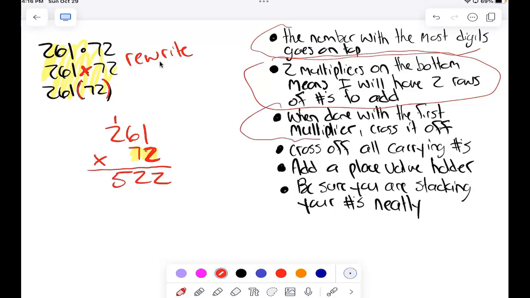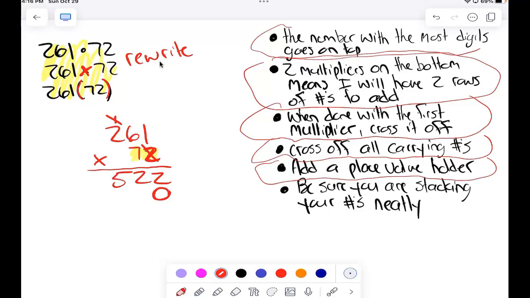Our next bullet point says, when done with the first multiplier, cross it off. So I'm going to go ahead and cross off the 2 so I no longer have to use it. And my next bullet point says, cross off all of the carrying numbers. So I just had one carrying number there. The next bullet point says add a place value holder. So I'm going to add a place value holder right underneath the 2 so that I know I don't have to put a number there.